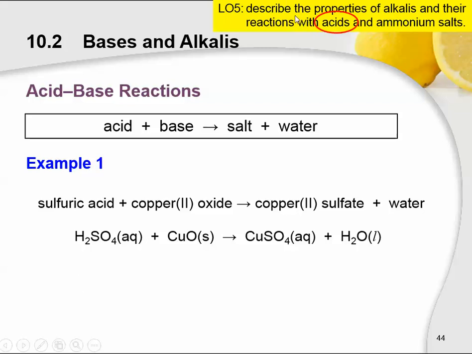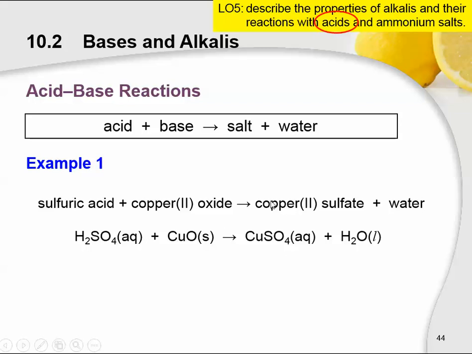Next, we learn about the properties and reactions of alkalis or bases with acid and with ammonium salt. So acid plus base gives salt and water. For example, sulfuric acid plus copper(II) oxide. This is the acid, this is the base. It produces salt and water.